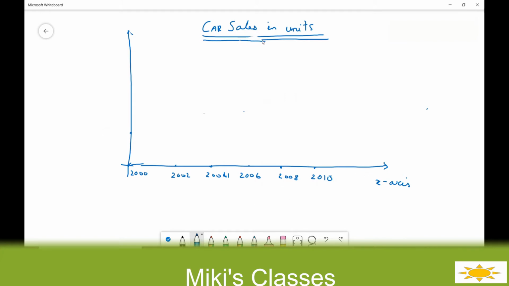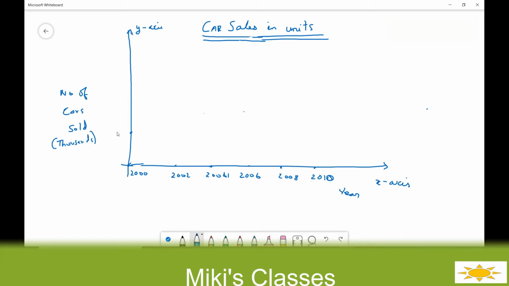Let us take an example of car sales in units. On the y-axis, we have the number of cars sold. The x-axis is the year. The years we have taken are 2000, 2002, 2004, 2006, 2008, 2010. This is the number of physical units of cars which have been sold, and all of these are in thousands.